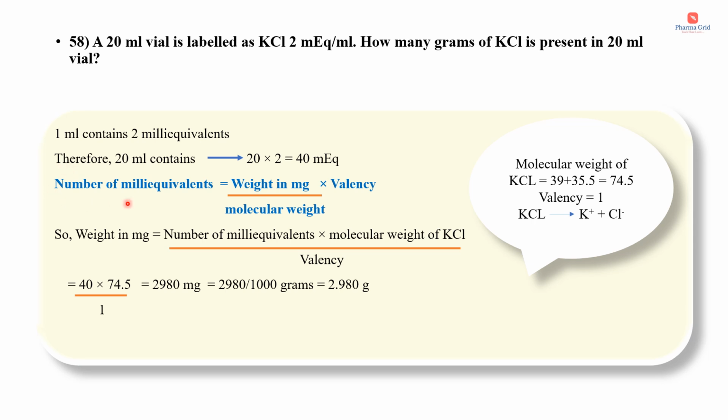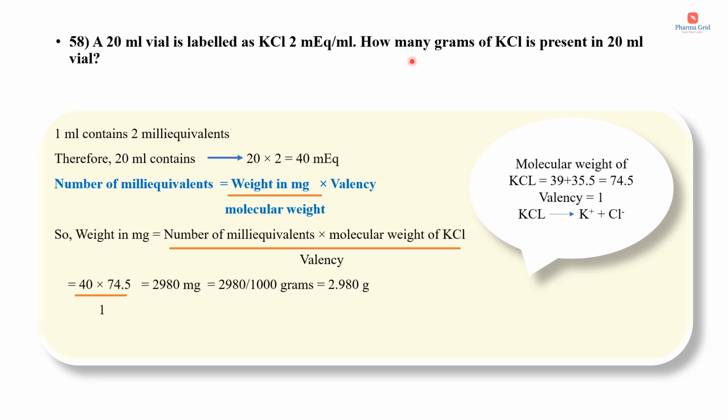So from this equation, we can calculate the weight in milligram. That is, weight in milligram is equal to number of milliequivalents into molecular weight of KCl divided by valency. That is equal to 40, which is the number of milliequivalents, into 74.5, which is the molecular weight of KCl, divided by 1, which is the valency of potassium chloride. That is equal to 2980 milligram.